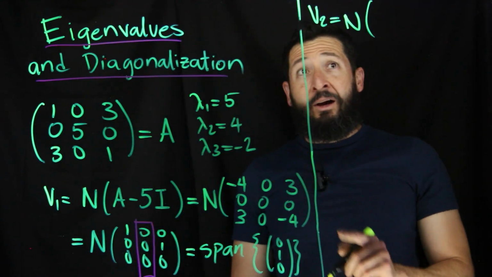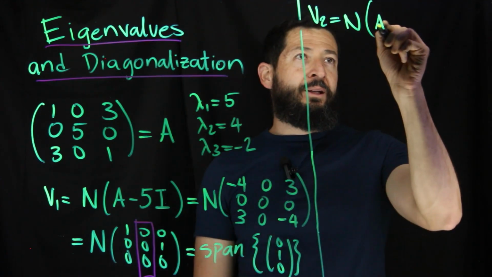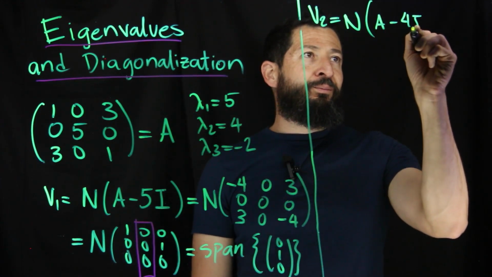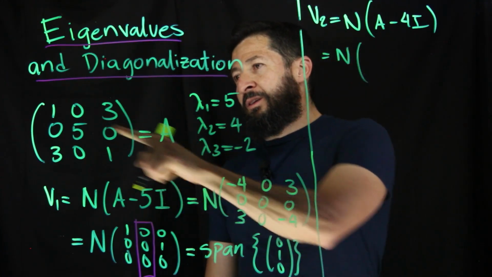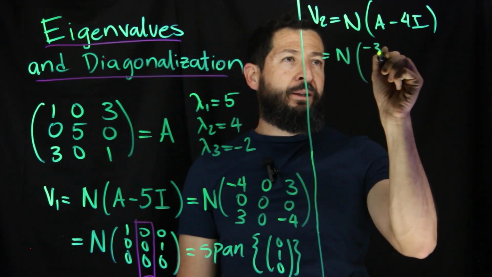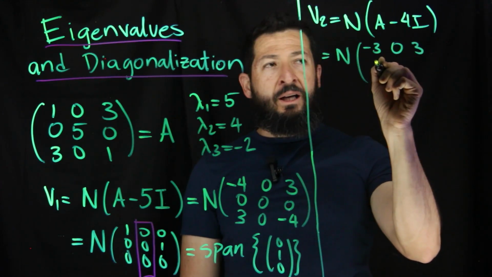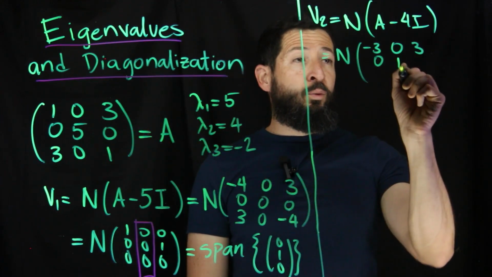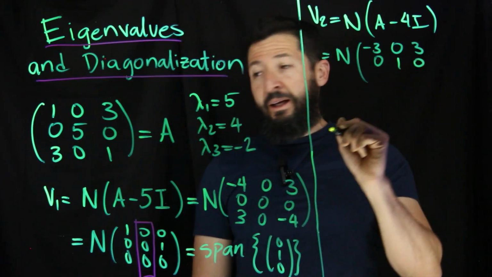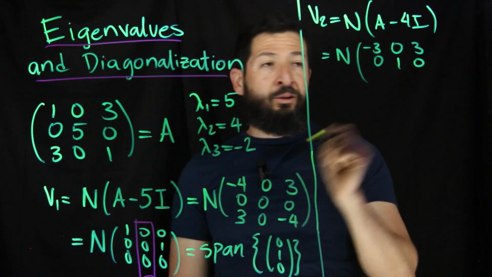I'm going to be subtracting now 4 along the diagonal. So that's going to be the null space of the matrix, and I'm going to be subtracting 4. So this is going to be -3, 0, 3. Now the next one will be 0, 1, 5 minus 4, 1, and then 0. And then the next one will be 3, and 0, -3.